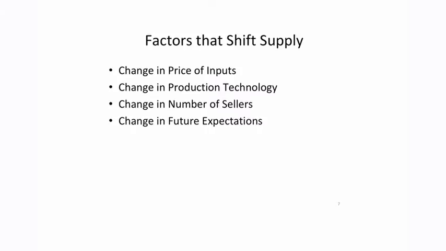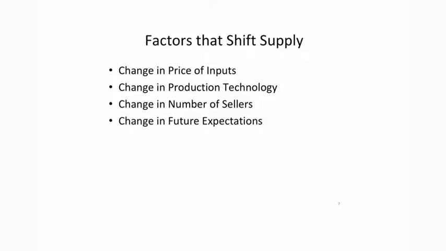Next, a change in production technology. With technological advancements, the cost of production falls, so the firm can produce more at the same price. Next, a change in the number of sellers. With more sellers, at each price point, there is a greater quantity supplied. And lastly, a change in future expectations. Specifically, future expectations of input prices and the price of a good.